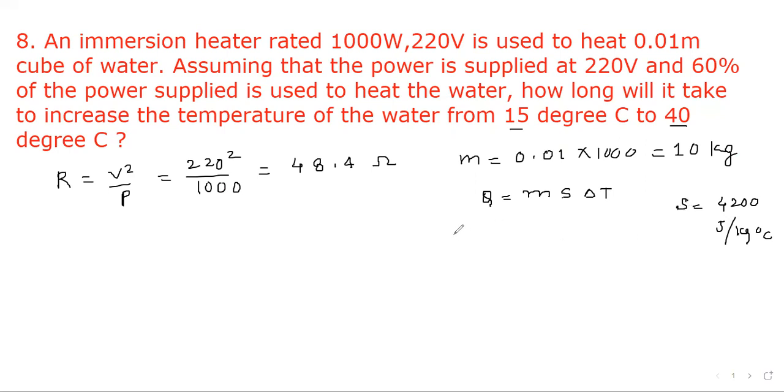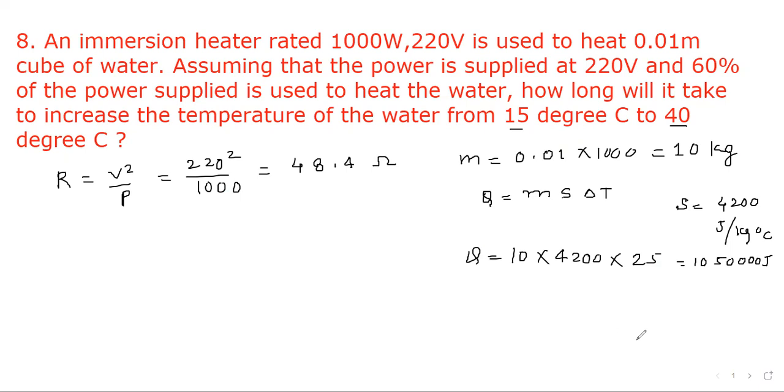And heat we can calculate. So first, let's write it. Q equal to m. m is given as 10 kg. Specific heat is 4200. Change in temperature, and that is 25. So this will become 105000.